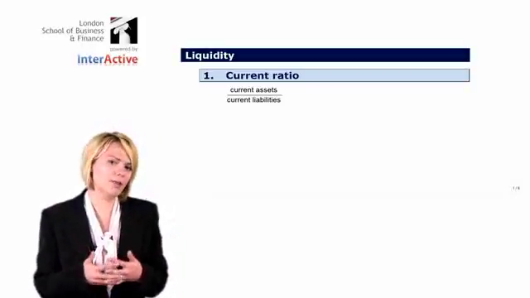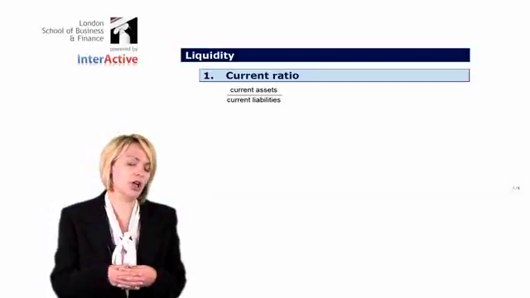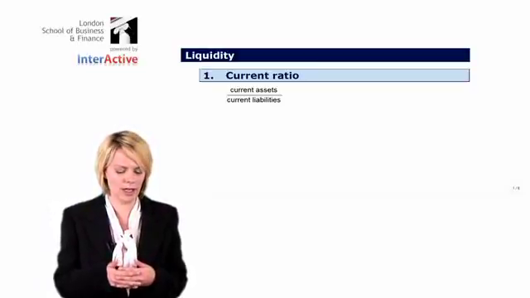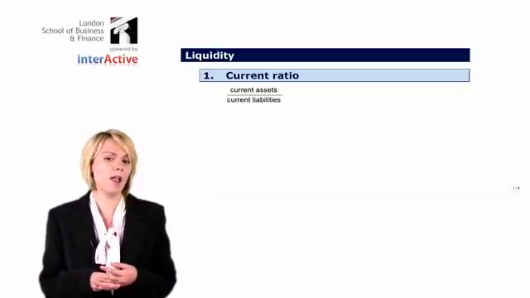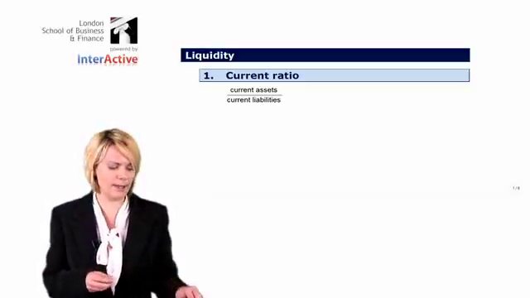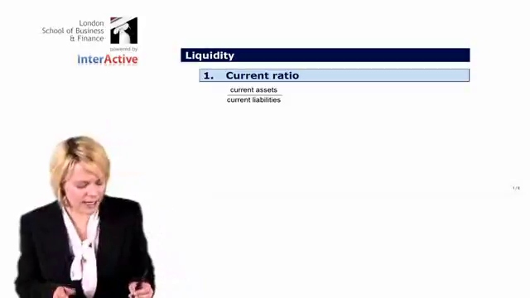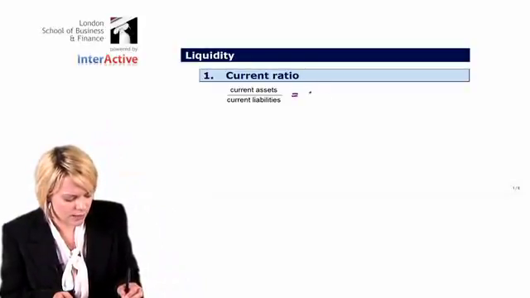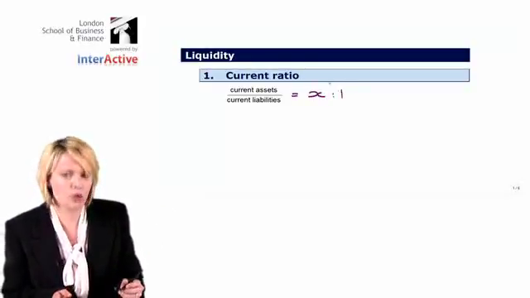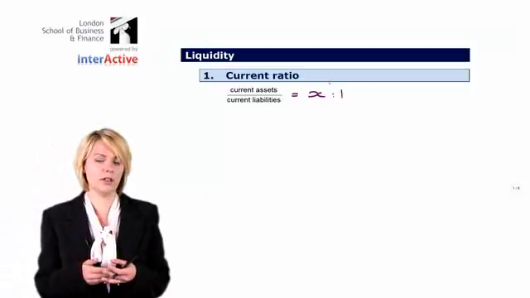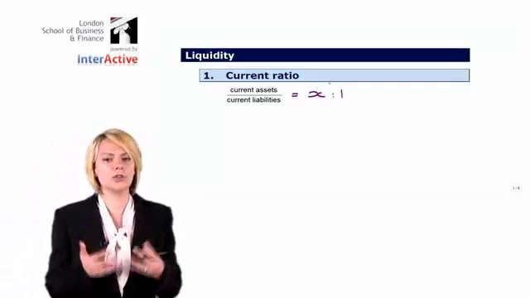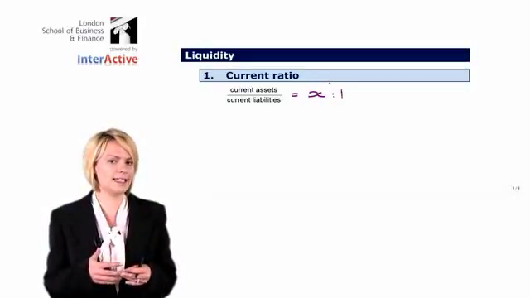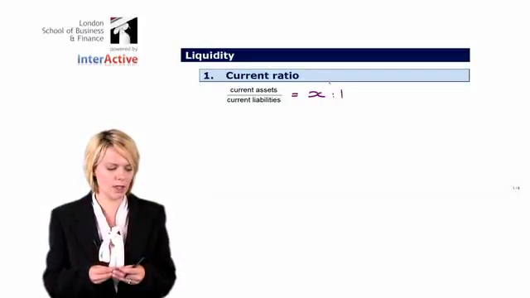So, first thing we're going to have a look at is what's known as the current ratio. And that is where we take our current assets in our SFP and divide them over our current liabilities. What that is going to give us is X amount to 1. Okay. So do we have enough current assets to pay off our current liabilities as they fall due?